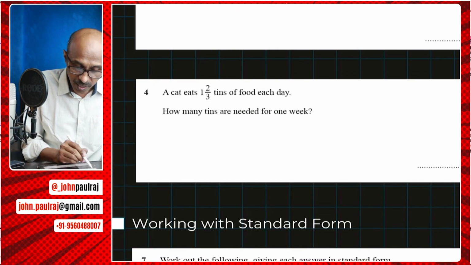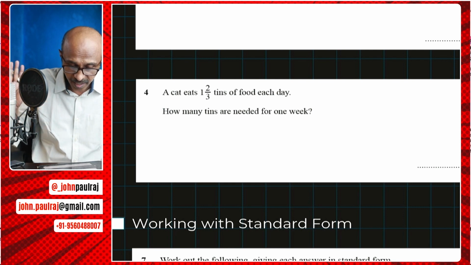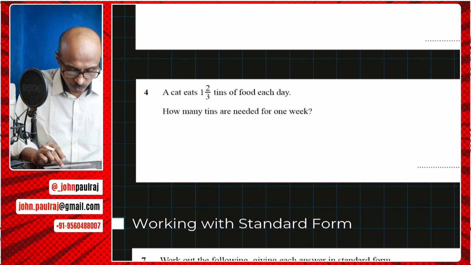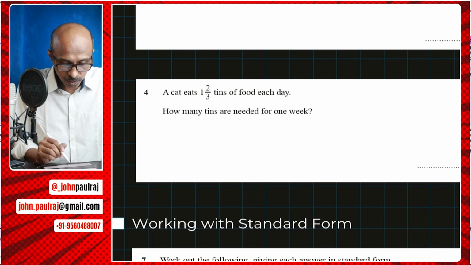Sometimes with fractions, they also give you a word problem. This has happened only once, but I thought I'll just list, like I said, these are just the kinds of questions that have appeared from 2018 all the way till 2021. So this question says a cat eats this fraction of food each day. Work out the number of tins that are needed for a week.